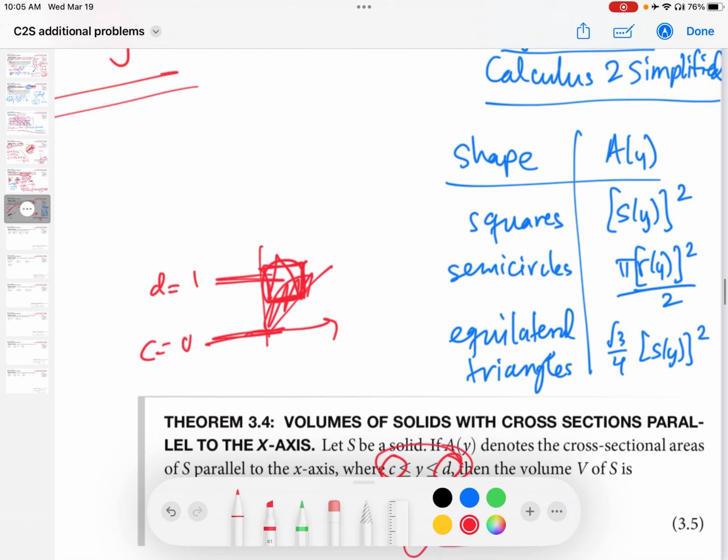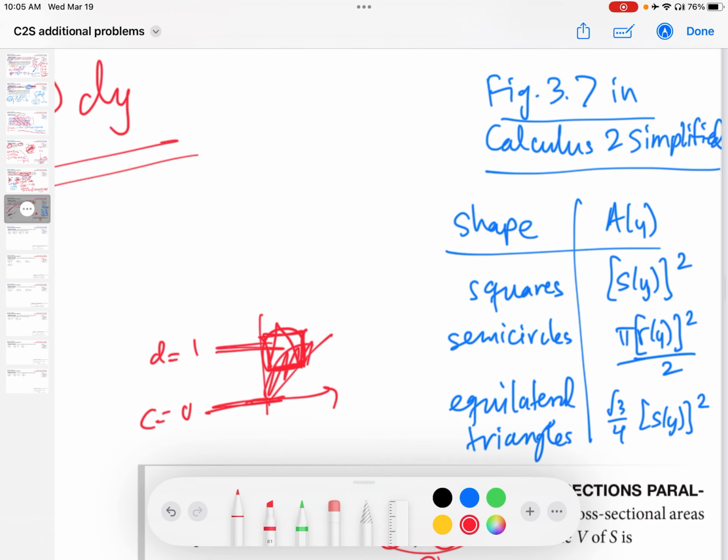Further in the book, in figure 3.7, I actually collected all these different area formulas for the standard cross sections that you might be asked for, like squares, semicircles, or equilateral triangles. I've sort of reproduced the table from that figure over here. Actually, the figure is much nicer than what I'm doing here, so I encourage you to check it out. So A of y, for example, for squares is s of y squared.